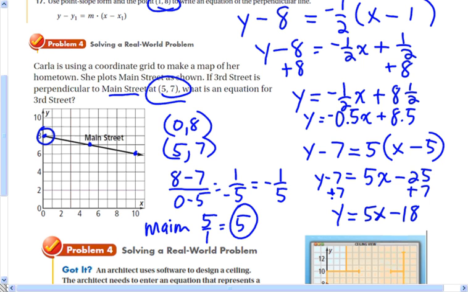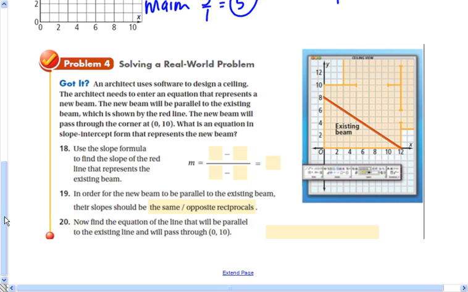All right, so let's try one more problem here. I recommend you pause it and try and figure it out yourself. Check back for the answer.